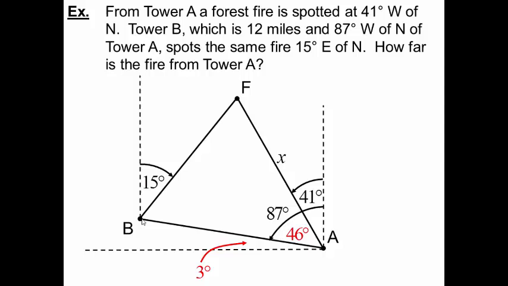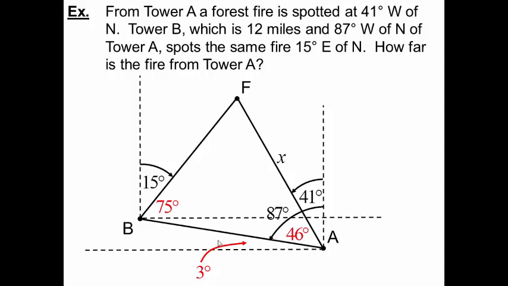Now I can do the same thing from Tower B. Let's draw my east-west line. If this was 15 degrees, that means this angle right here would be 75. But there's still a little bit extra down here. To figure out what the extra is, I can realize, hey, I've got an east-west line, another east-west line, and a line connecting east-west line to east-west line. In other words, a transversal.